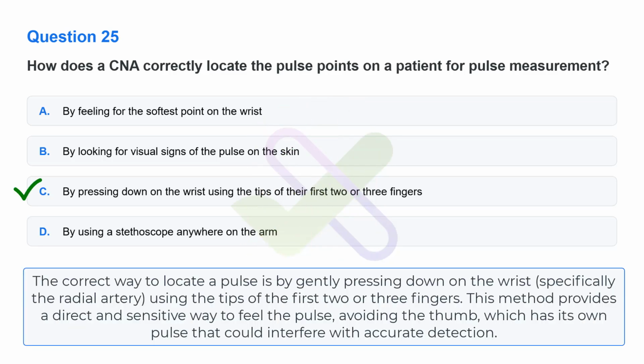The correct answer is C. By pressing down on the wrist using the tips of their first 2 or 3 fingers. The correct way to locate a pulse is by gently pressing down on the wrist, specifically the radial artery, using the tips of the first 2 or 3 fingers. This method provides a direct and sensitive way to feel the pulse, avoiding the thumb, which has its own pulse that could interfere with accurate detection.